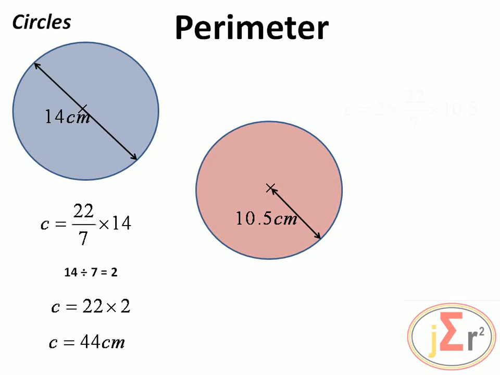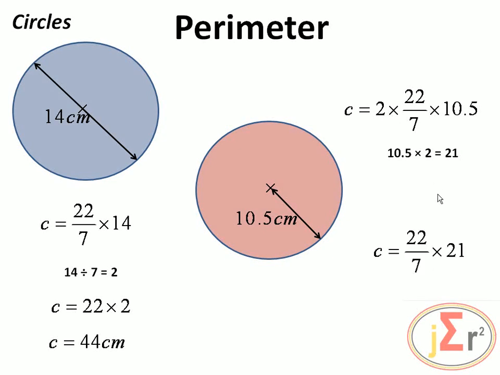2 pi r, 2 times pi times r. Any simplification, of course. We know that 10.5 multiplied by 2 is 21. So this 10.5 multiplied by the 2 that we have over here is 21. And of course 7 into 21 is going to give 3. So this multiplied by this is 21.